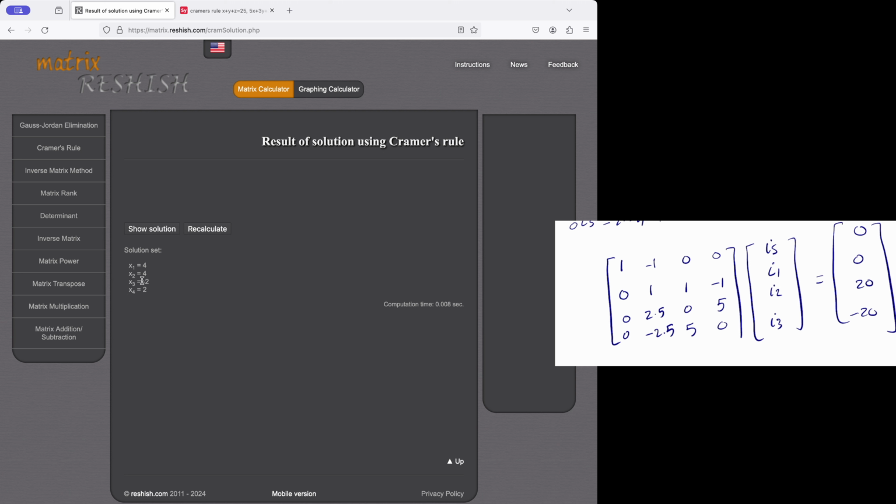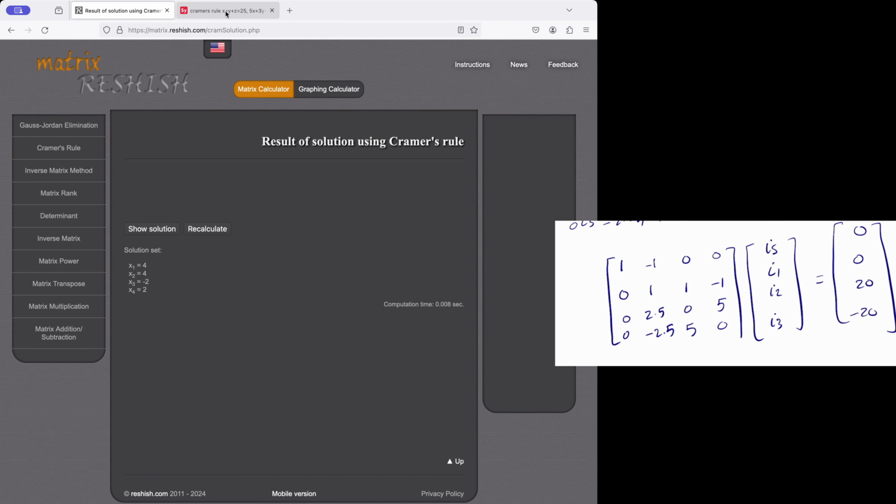So it gave me the solution in terms of x1, x2, x3, x4, and these are simply IS, I1, I2, I3. So all I have to do is just type, well, IS and I1 happen to be 4, and x3, which is I2, is -2, and this is 2.